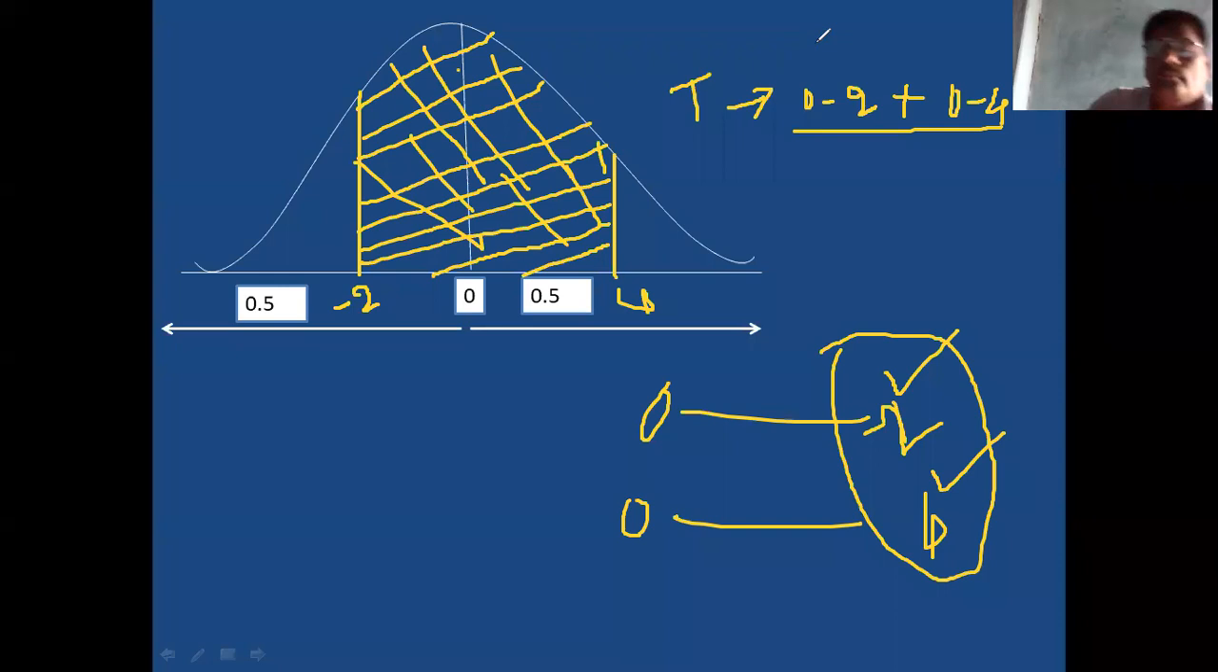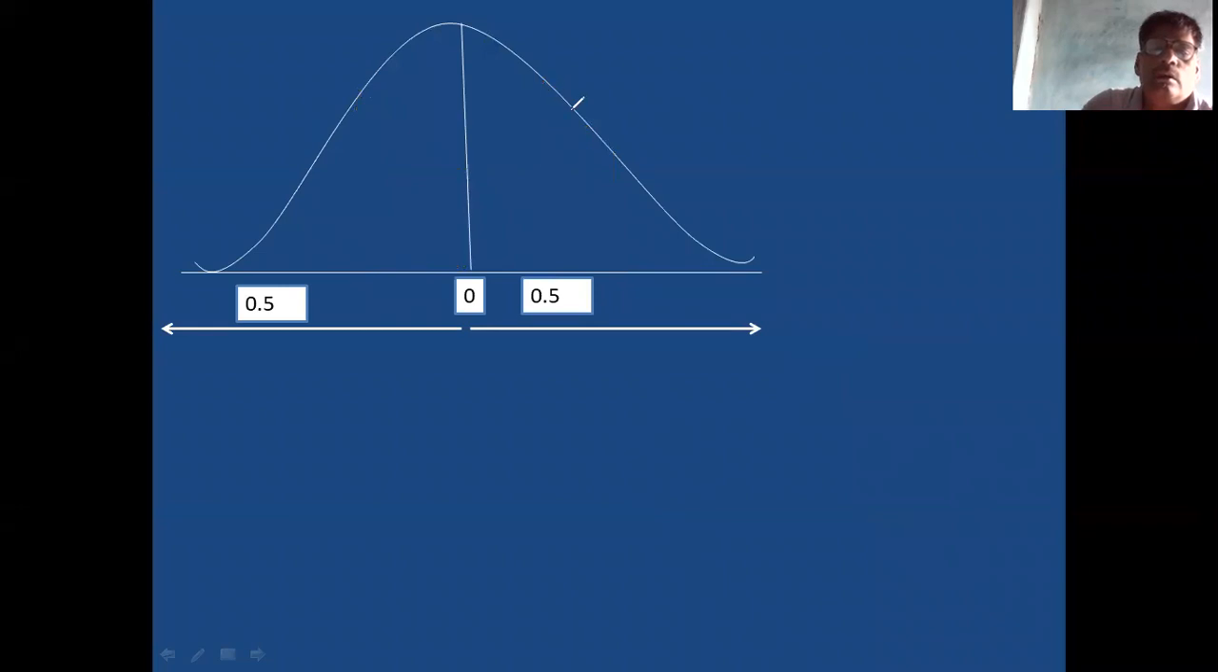Okay. Then next is, you see here. Here is the 5. Your answer is 5, and less than 5 is the answer. Less than 5 means you have to go left hand side. Less than means always you have to go left hand side.